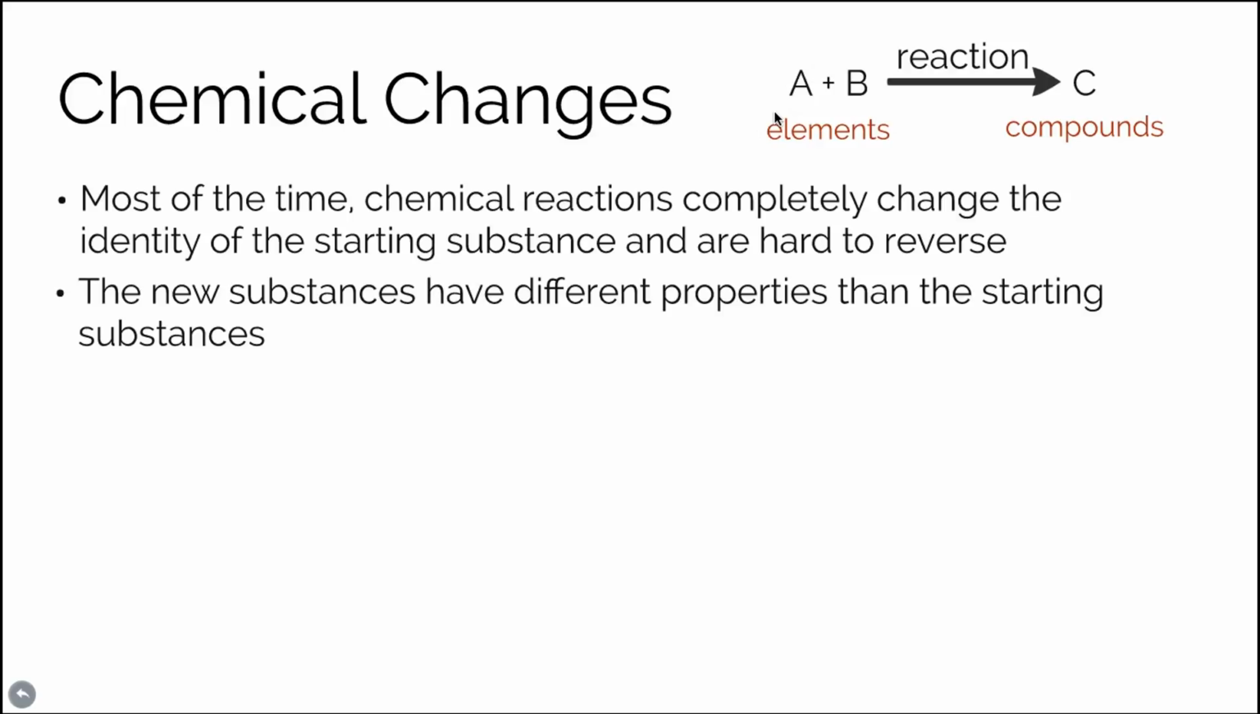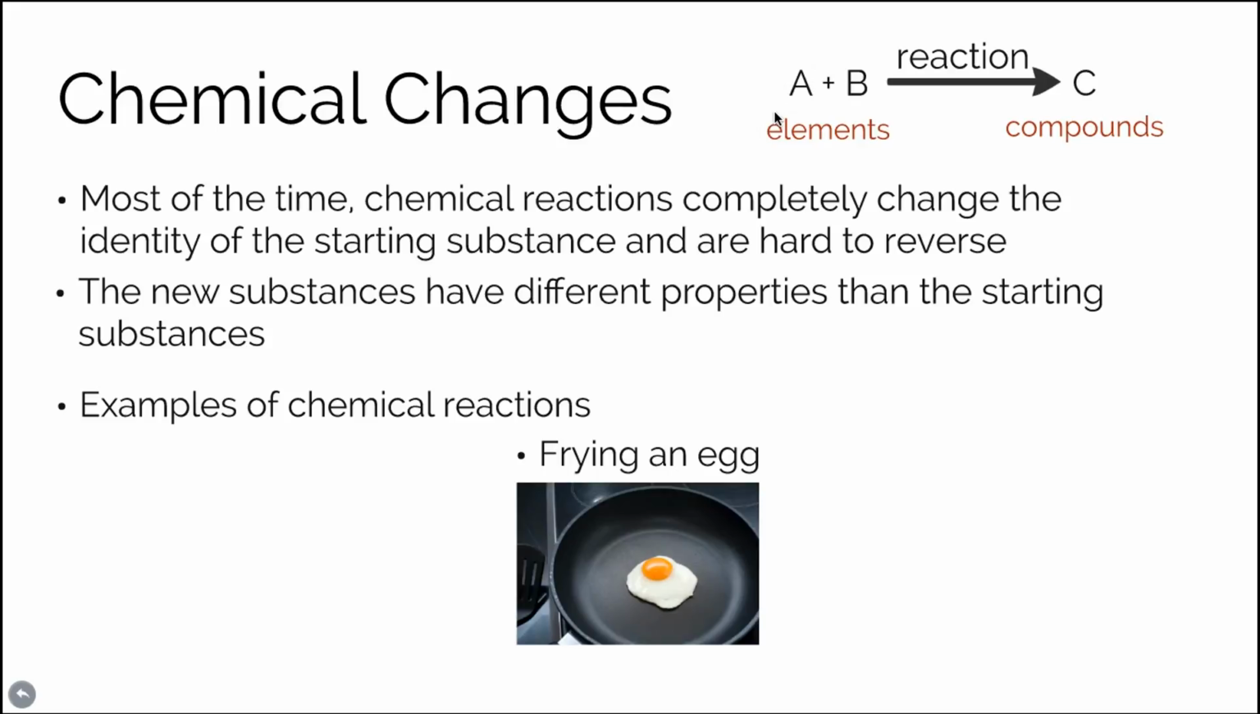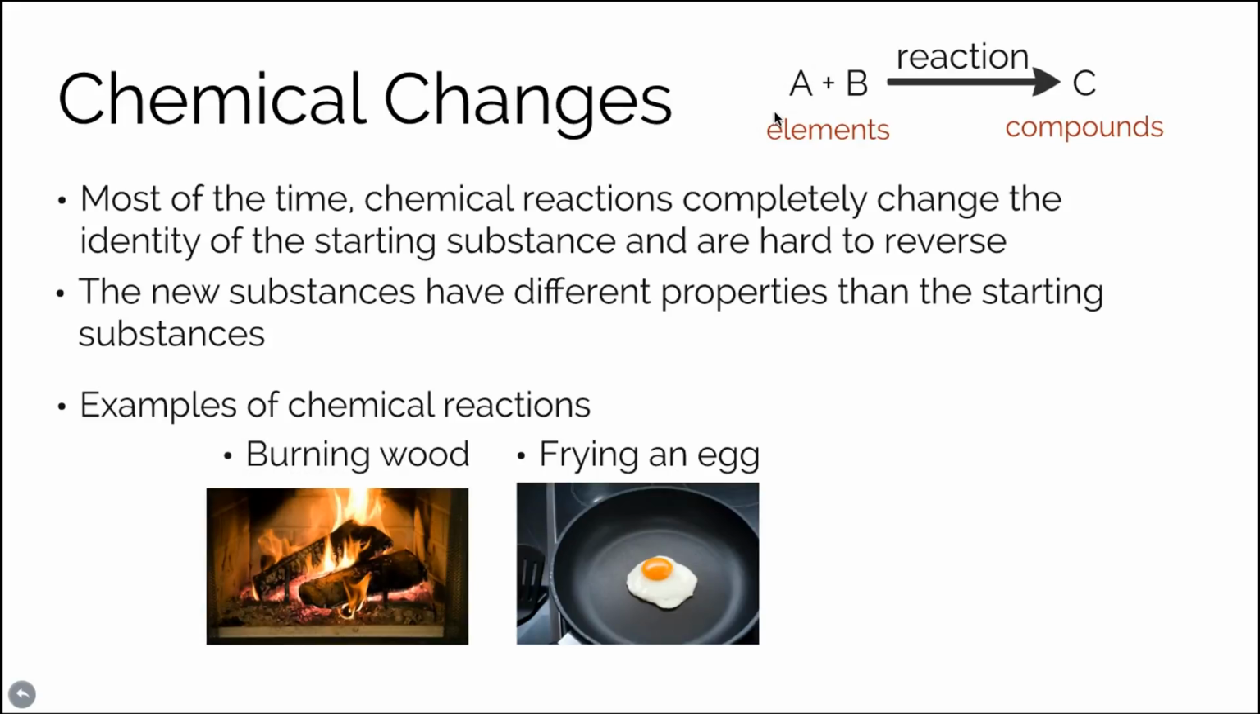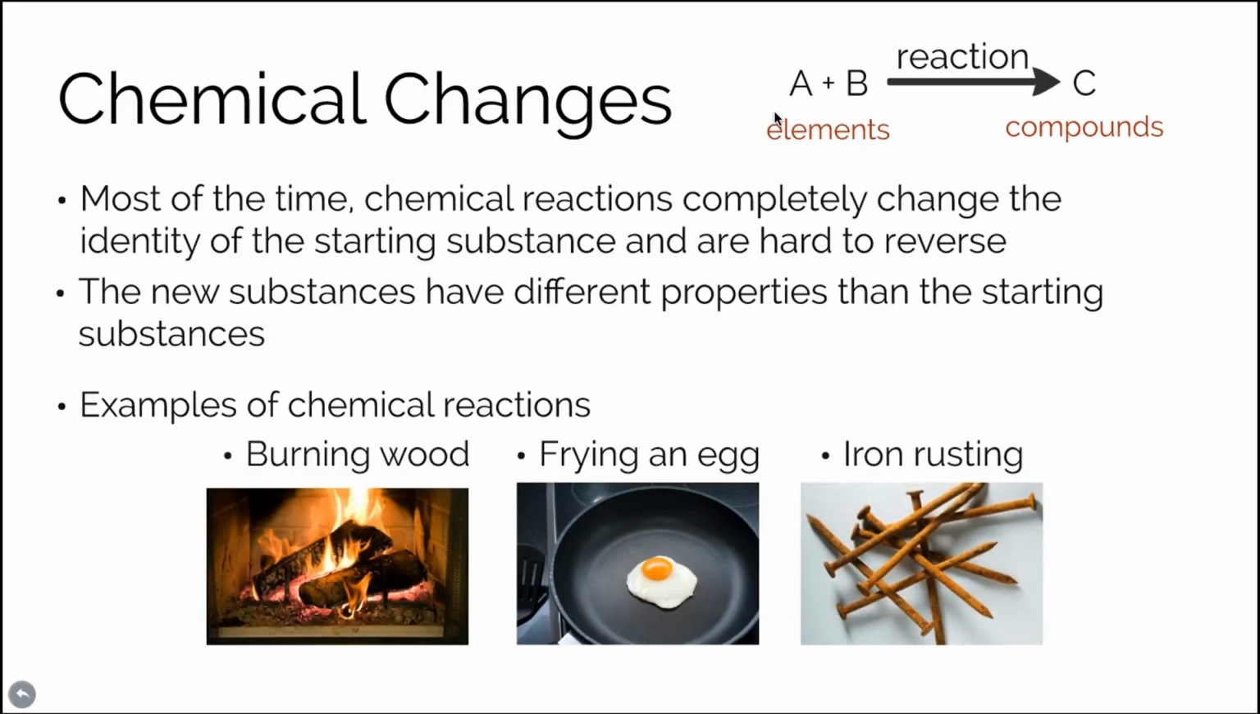Now, these new substances will always have different properties than whatever you started with. That's why we can have all these different objects and compounds that are all made of the same basic elements, but they all have very different properties because they're all chemically connected to each other in different ways. Some examples of these chemical reactions are frying an egg, burning of wood, and rusting of iron.